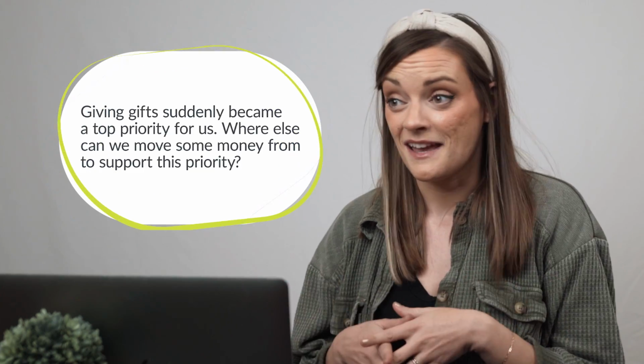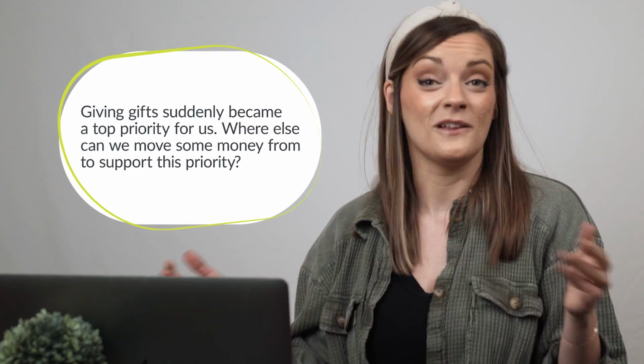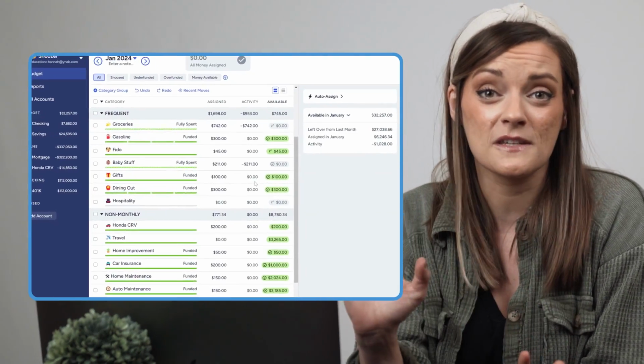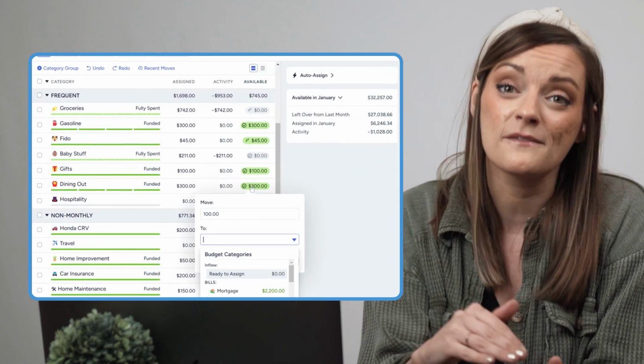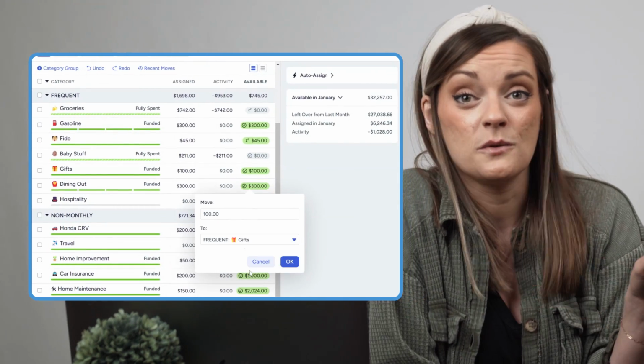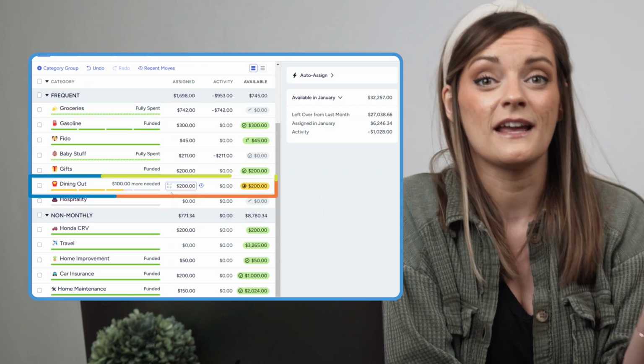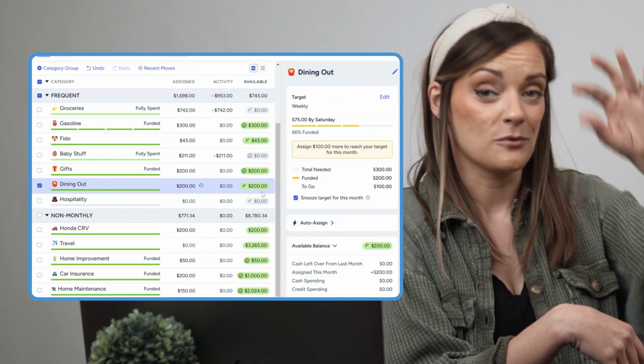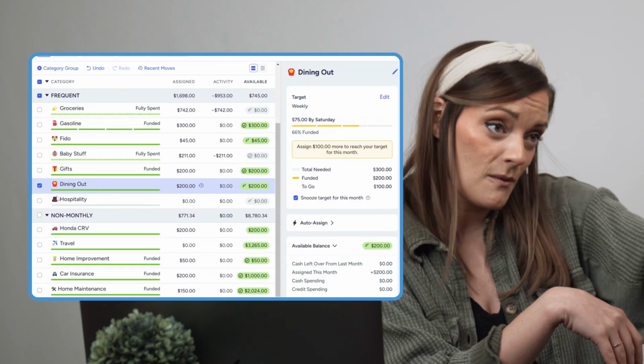Maybe that month we decide, hey, we're gonna go to 12 birthday parties this month anyway, all with free food. Let's just shift some money from our eating out category into our gifts category. I can then just snooze our eating out category as a way of telling YNAB, don't worry, we decided to not fully fund this category this month, and YNAB will tip its little hat right back at you. Move on with its day.